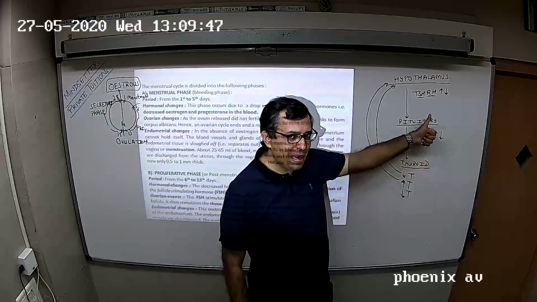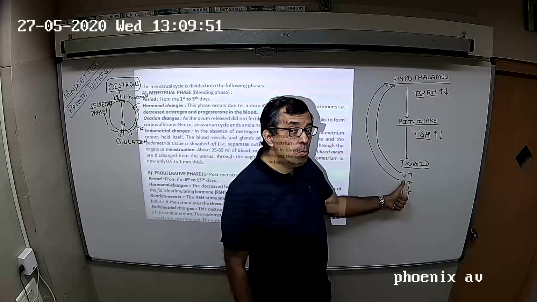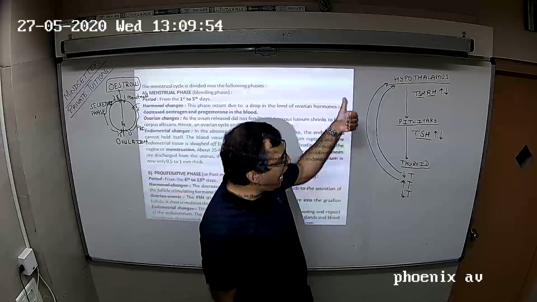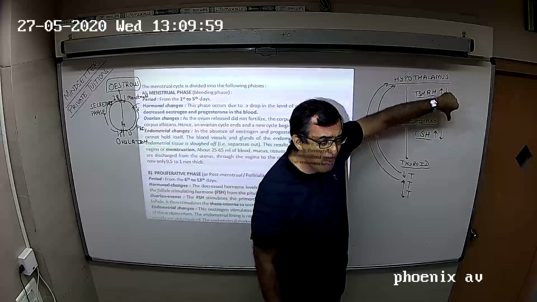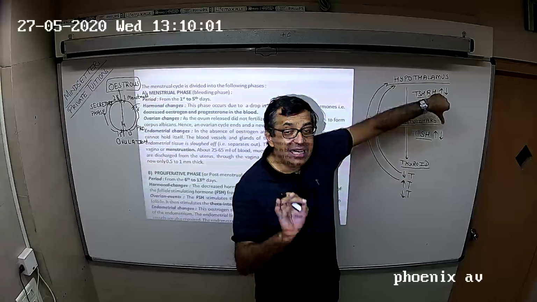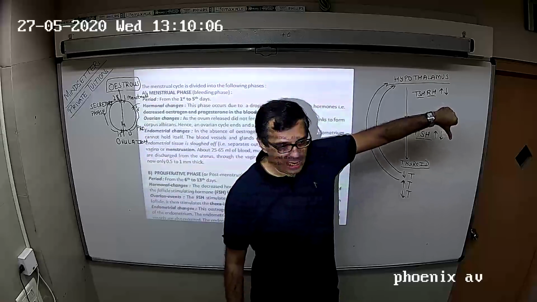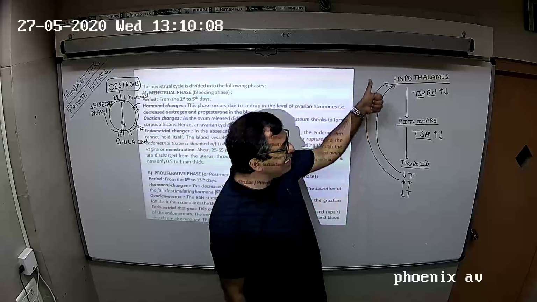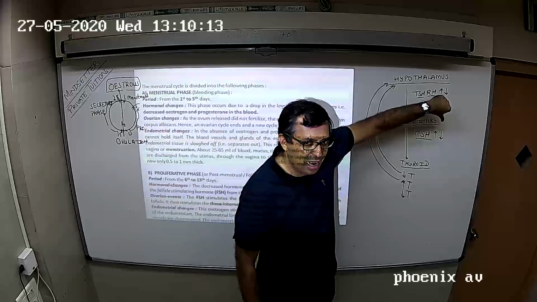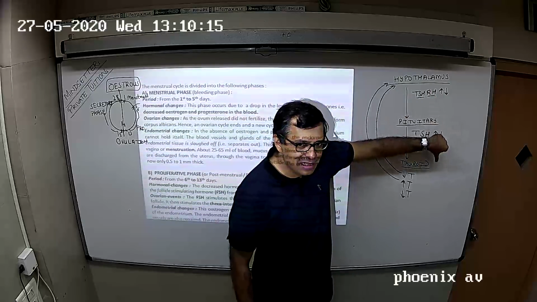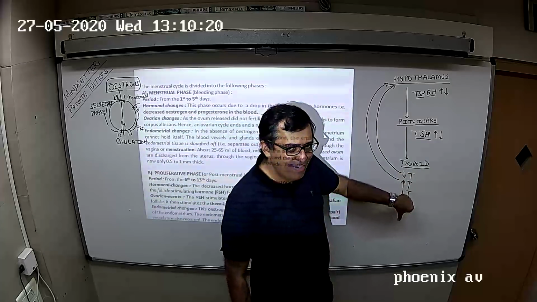And TSH will become more and thyroxine will also become more. More thyroxine will now give a message to hypothalamus and hypothalamus will stop giving TSH-RH. This is called as a negative feedback. So, more thyroxine gives a negative feedback and TSH-RH becomes less. TSH becomes less and thyroxine becomes less. This is a negative feedback.